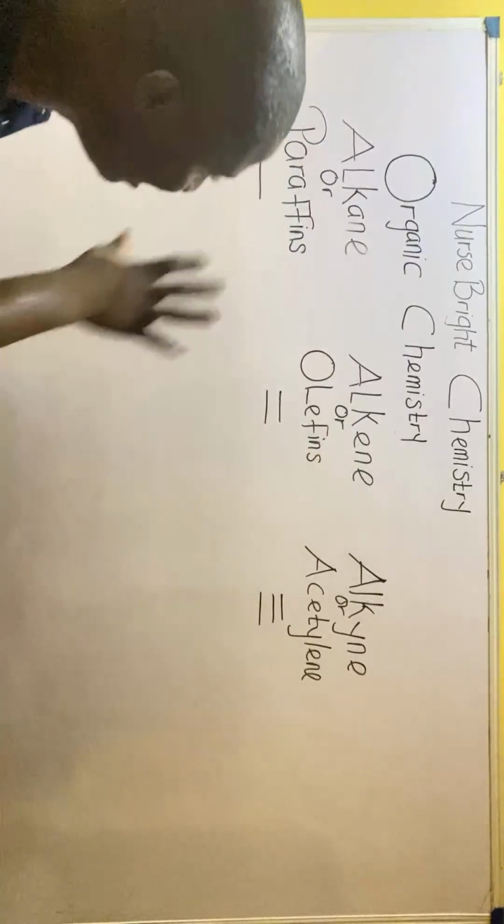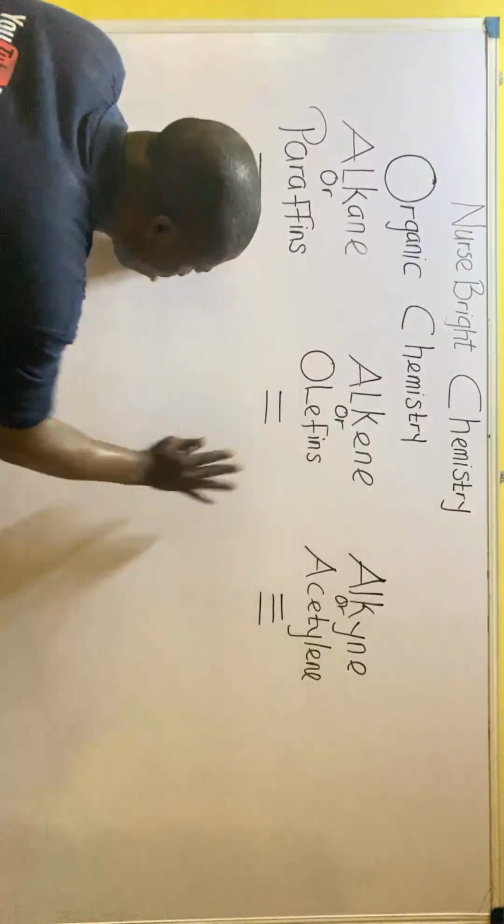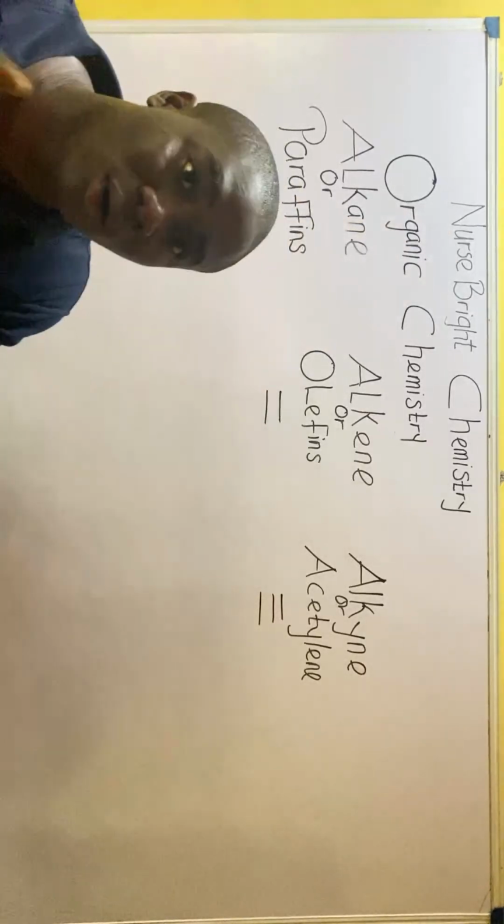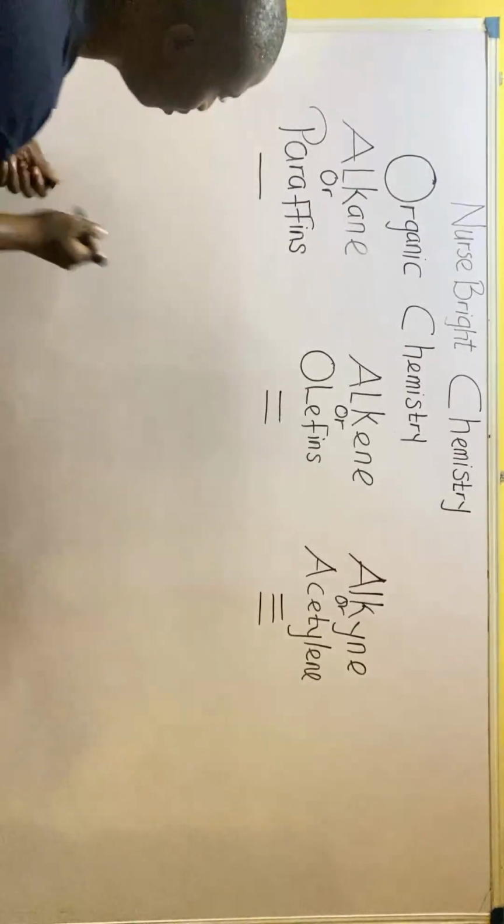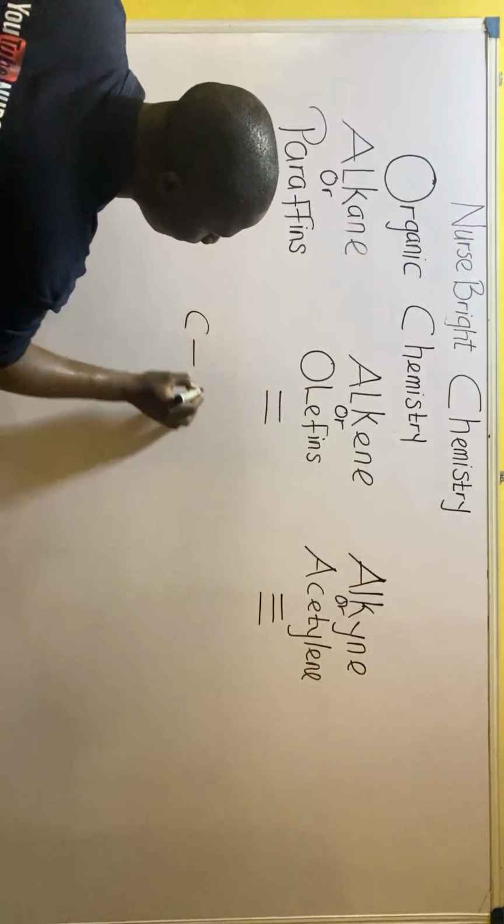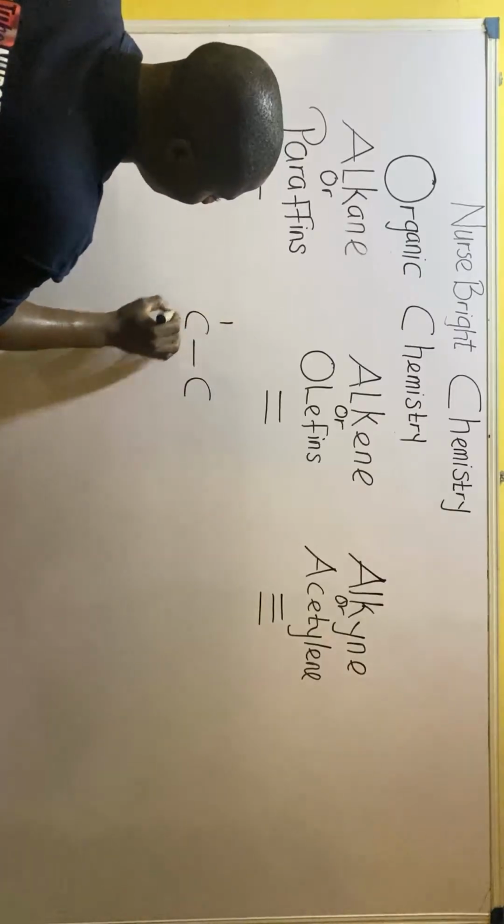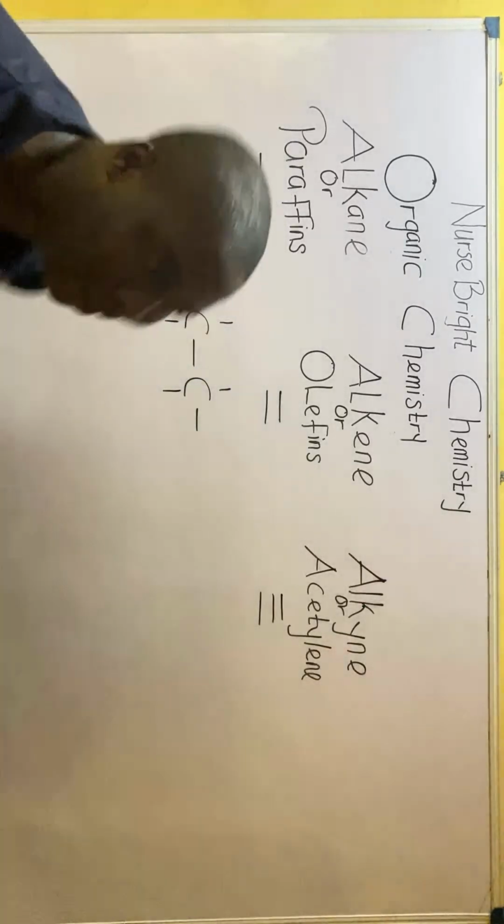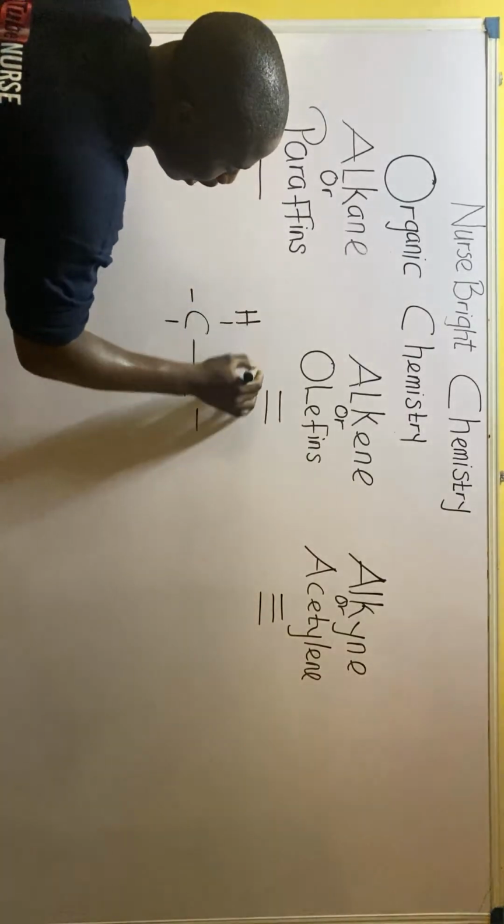You just relax. Then I want to draw a structure on the board. Let us identify the structure together. They are all easy. Just watch, listen very well. You don't have to be scared about the structure. This is an organic compound. So let's say here is H and here is H.